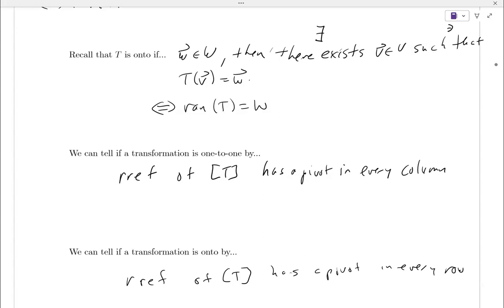And this is why it doesn't matter if we use the standard matrix for T or the matrix in terms of different bases for the domain space and the codomain space. These are still true. If you have any matrix that represents the transformation, standard matrix or not, these checks are the same. Row reduce the matrix: pivot in every column, one-to-one; pivot in every row, onto. Doesn't matter if it's a standard matrix or not. All we need is a matrix representation.